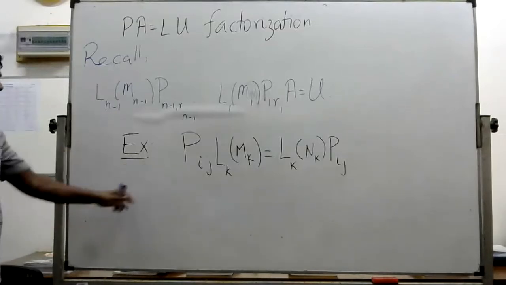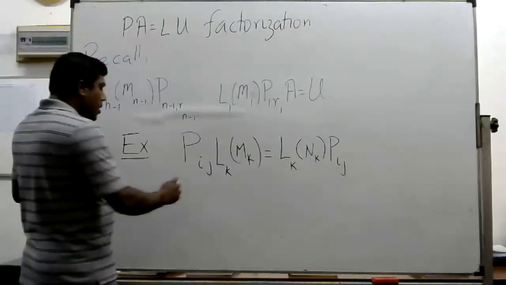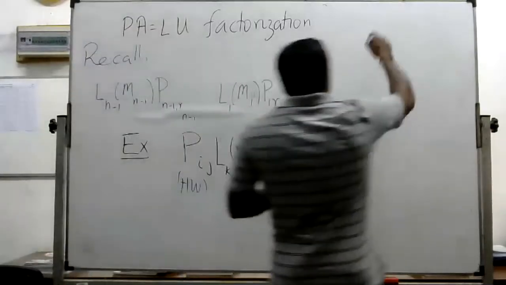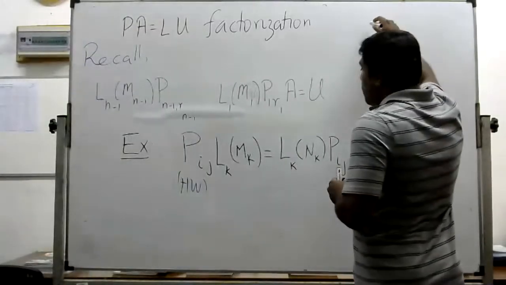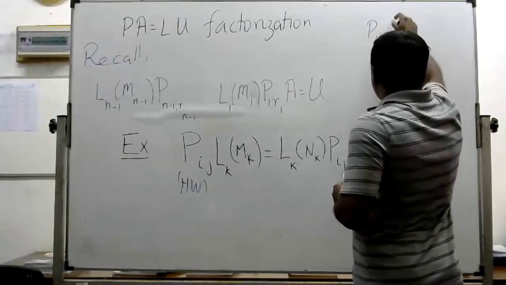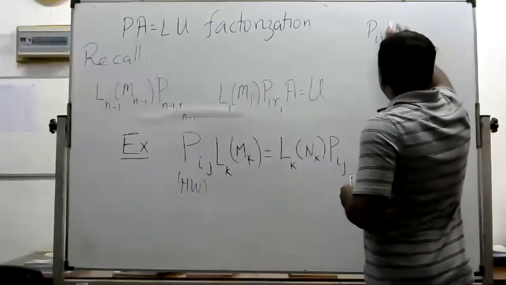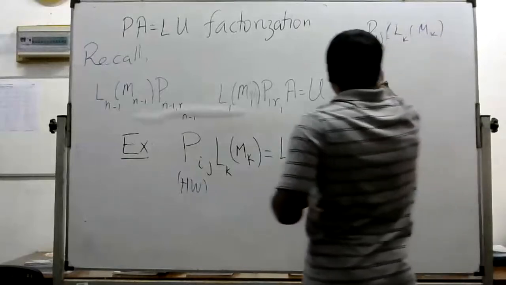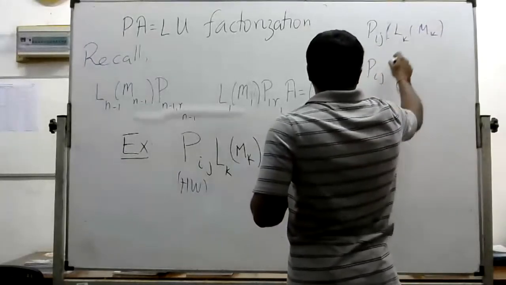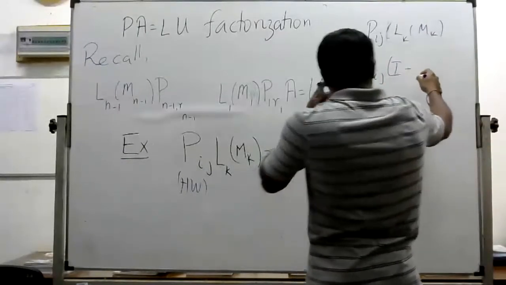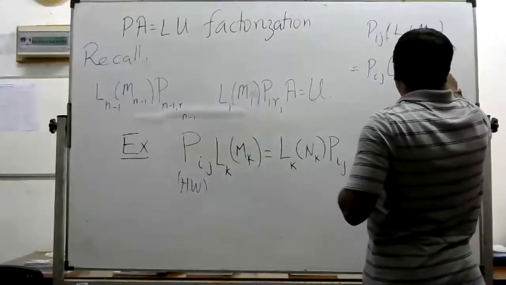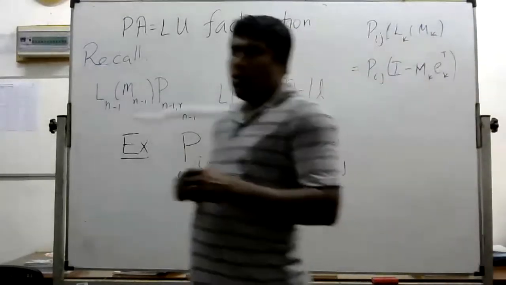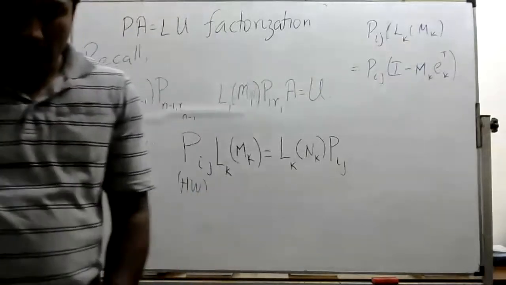So I will leave this as homework and I will give you hints on how to do this. You know that Pij times Lk Mk is basically Pij times (I minus Mk Ek transpose). So that is how you define the elementary lower triangular matrix.